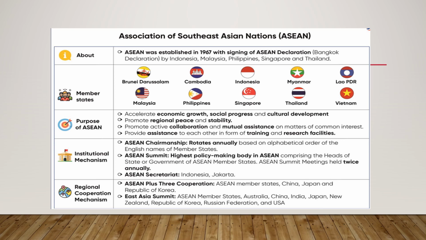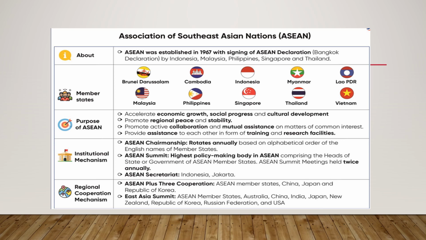About the Association of Southeast Asian Nations, ASEAN, we should know that it was established in 1967 with the signing of the ASEAN Declaration, also called the Bangkok Declaration, by Indonesia, Malaysia, Philippines, Singapore, and Thailand. Its members are Brunei Darussalam, Malaysia, Cambodia, Philippines, Indonesia, Singapore, Myanmar, Thailand, Laos PDR, and Vietnam. So it is basically a Southeast Asian association.